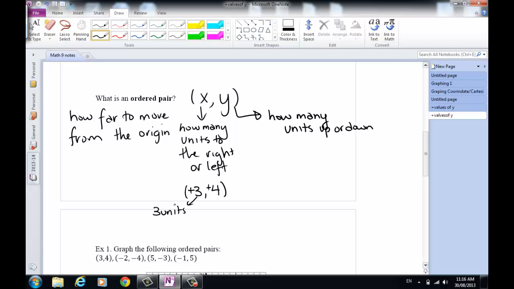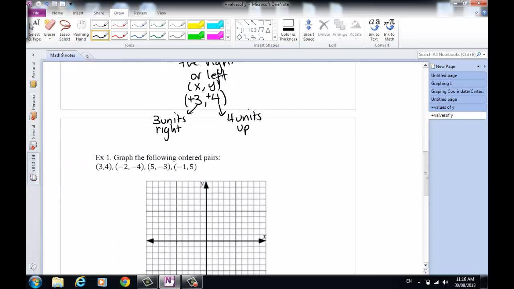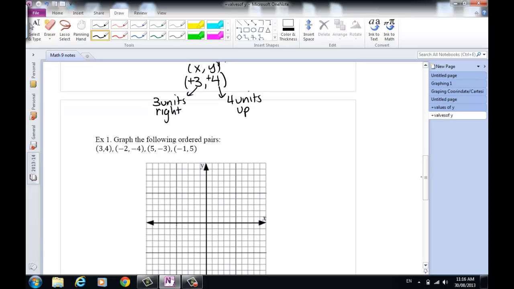So this is 3 units in the positive direction for x. Remember, it's always x and then y. And therefore, it'd be 3 units right. And then our next step is to go from those 3 units. We're going to go 4 units. Again, this is positive, so up. So let's actually do this on a graph. I've given you 4 examples there, but we'll start with 3, 4. So this one is this here. Always start at the origin.